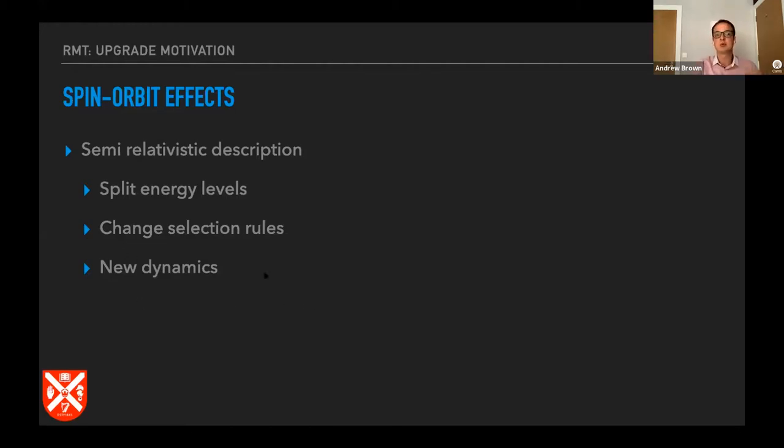But from the computational point of view, obviously this involves a sort of complete rework of the way RMT addresses things. But now RMT is able to flexibly address semi-relativistic or non-relativistic data in the same way as it can now flexibly address atomic or molecular systems. So there is a paper published on some of the stuff we've done already.